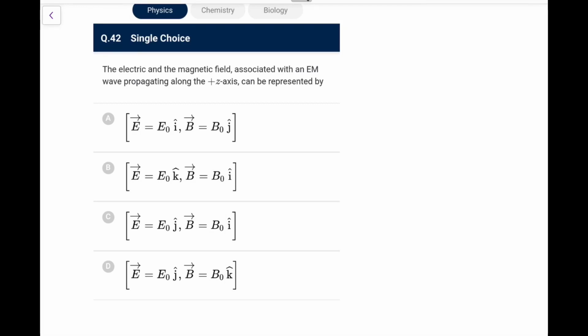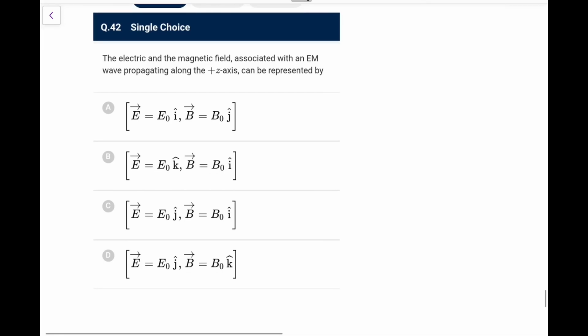The electric and magnetic fields associated with an EM wave along the z-axis. Because it is the z-axis, that means E cross B must be along the z-axis, and they should be perpendicular. So I cap, J cap will suffice. K cap, I cap not possible; J cross I, minus K not possible; J cross K, I not possible. So only option A is clear.